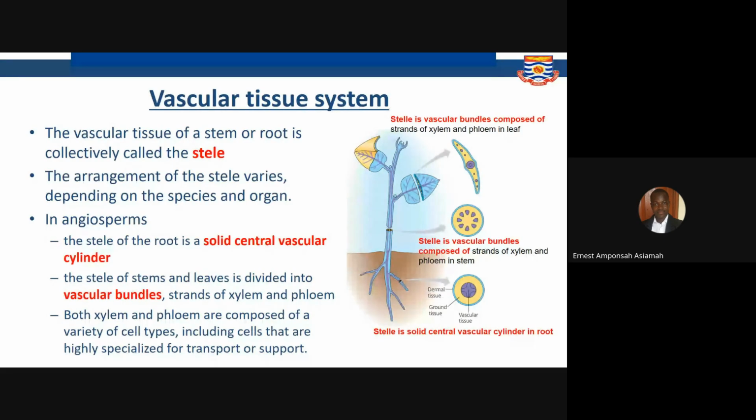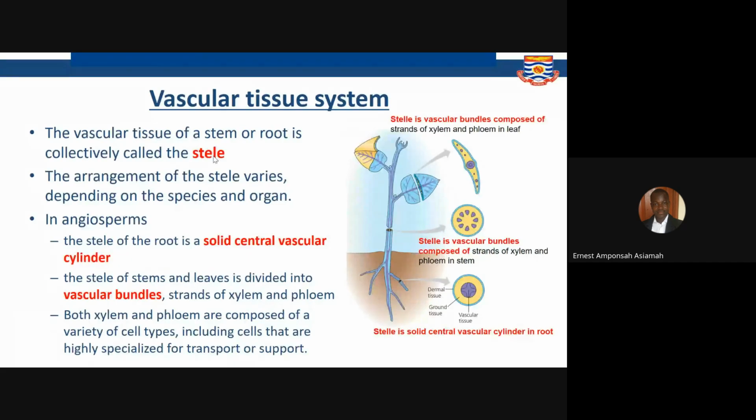There is a collective term for the vascular tissue when it comes to the stem and the root, and we use the term stele. Okay. So there is a term for the vascular tissue in the stem and the roots, which we call the stele.